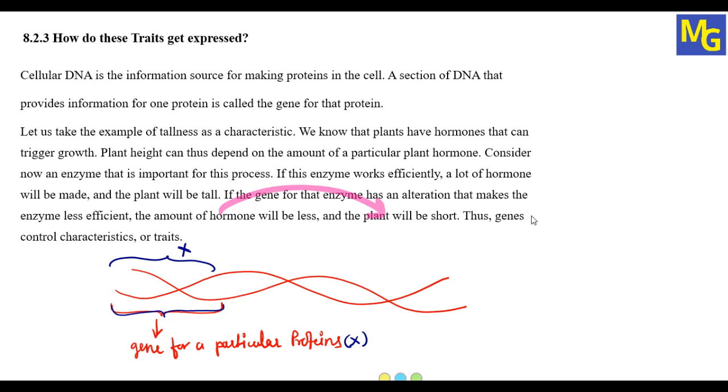So who is responsible for a particular character? The gene is responsible. If any change occurs in the gene, it will disturb the amount of enzyme, and the enzyme will disturb the amount of hormone, and then the hormone will decide the character or trait which is going to be expressed in the plant. So like this, we can say traits are expressed in a particular generation. I hope you understood this. Many times questions will be asked on this: how are the traits expressed, or how do genes affect the trait in a particular generation? I hope you understood this.